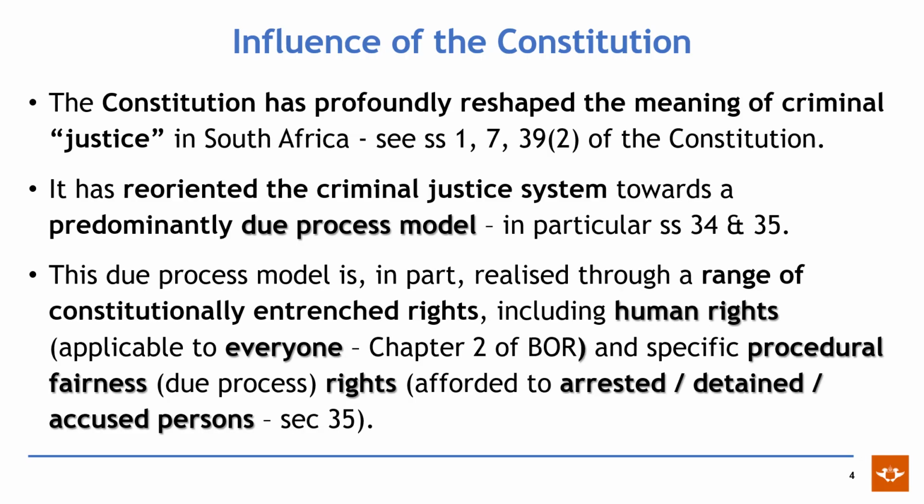Now, this due process model is, at least in part, realized through a range of constitutionally entrenched rights. When I refer to constitutional rights, it includes human rights, the rights that we find in Chapter 2 of the Constitution, and also includes the specific procedural rights, the due process rights, that are not available to everyone, but which are afforded specifically to arrested, detained, and accused persons.